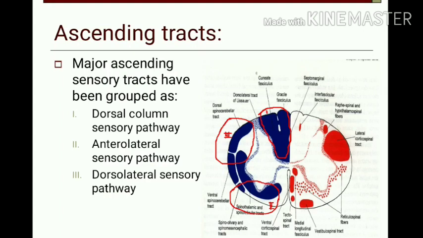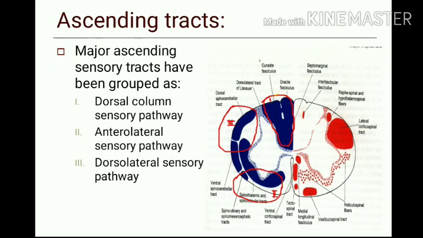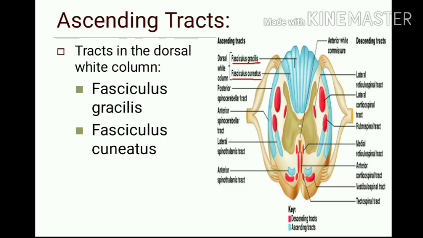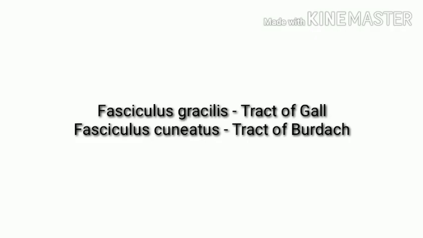Ascending tracts or sensory tracts. Major ascending sensory tracts have been grouped as the dorsal column sensory pathway, this one. Second one, the anterolateral sensory pathway, and third one, the dorsolateral sensory pathway. Now, ascending tracts in the dorsal white column, mainly two tracts are there. One is fasciculus gracilis, you can see here medially, and fasciculus cuneatus laterally. Fasciculus gracilis is also known as tract of Goll, and fasciculus cuneatus is known as tract of Burdach.